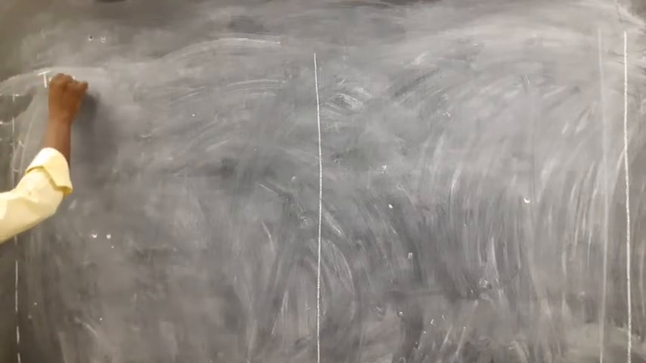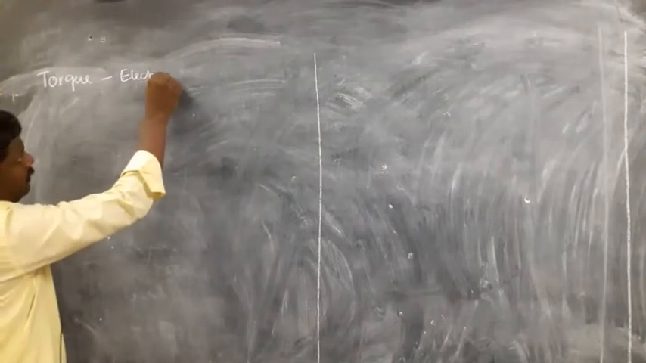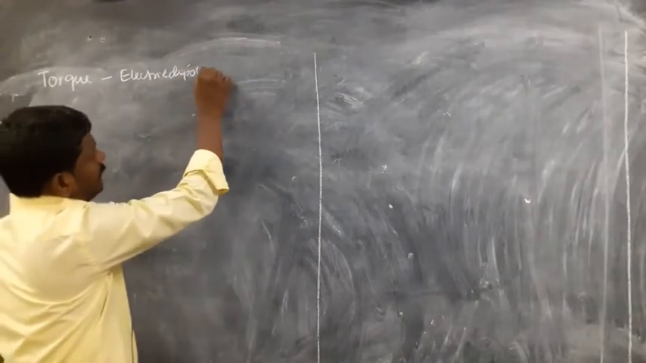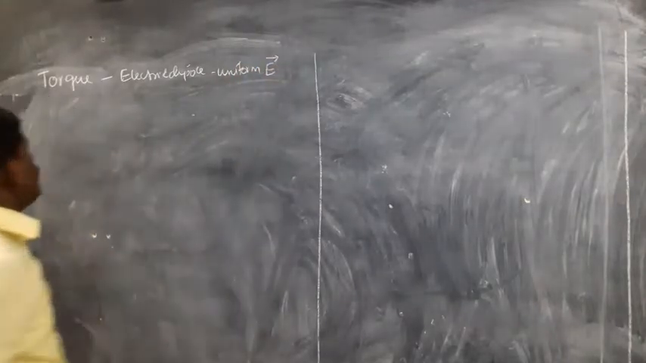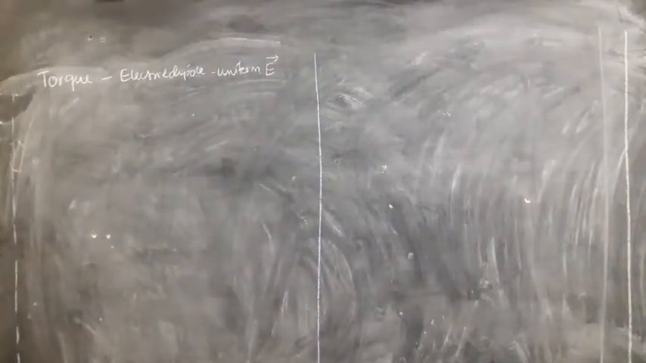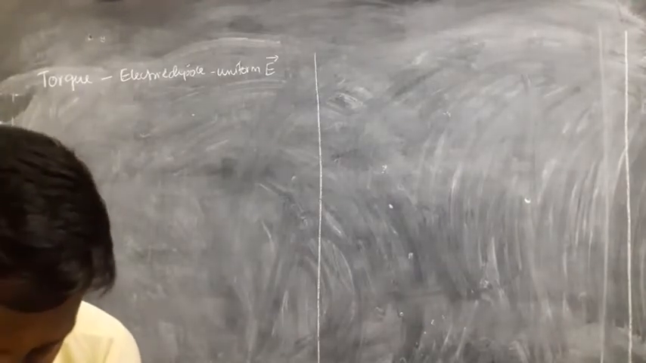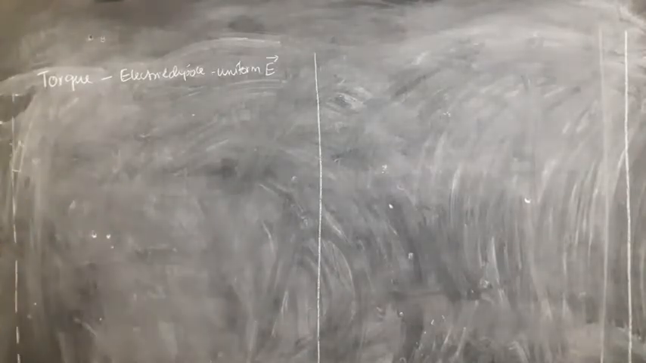Class 7, electrostatics. Today we are going to discuss the torque experienced by the electric dipole which is placed in a uniform electric field. Consider an electric dipole. We already know that plus q and minus q separated by a small distance constitute an electric dipole.